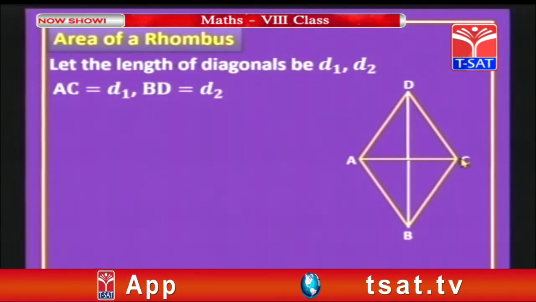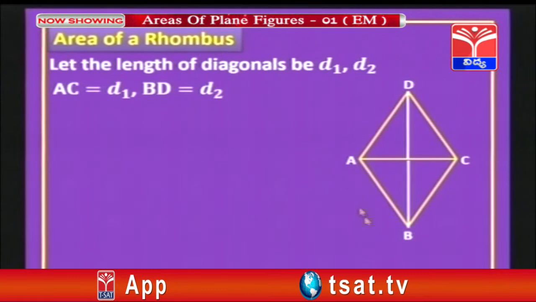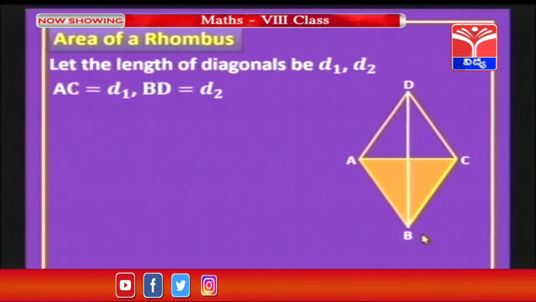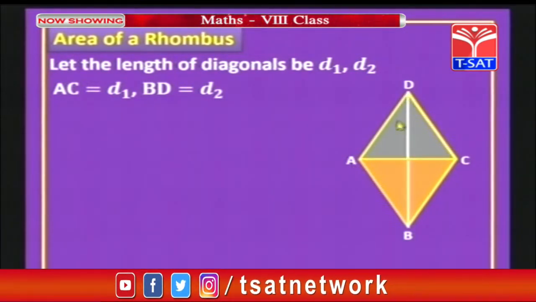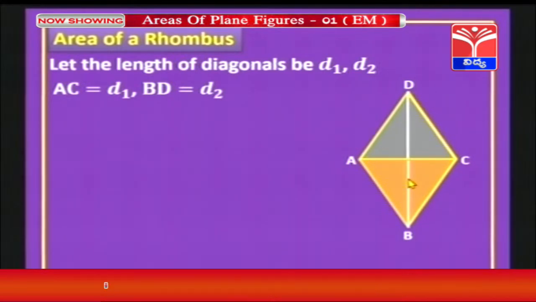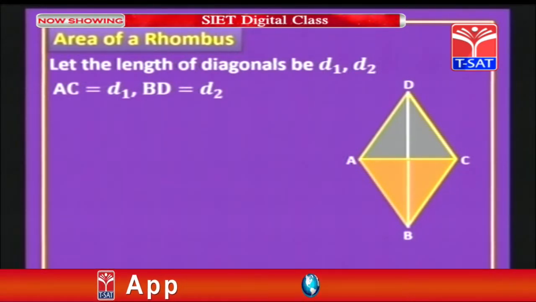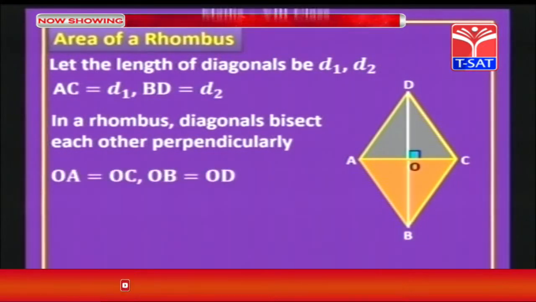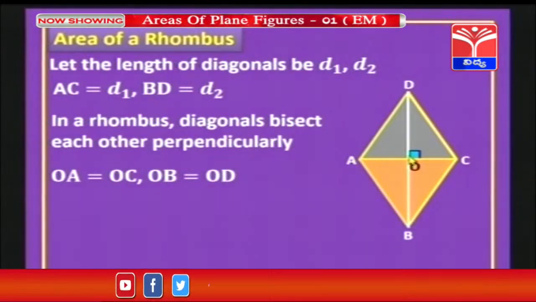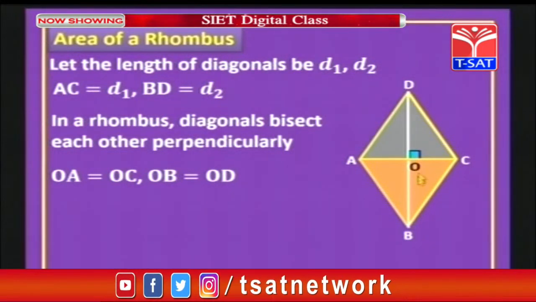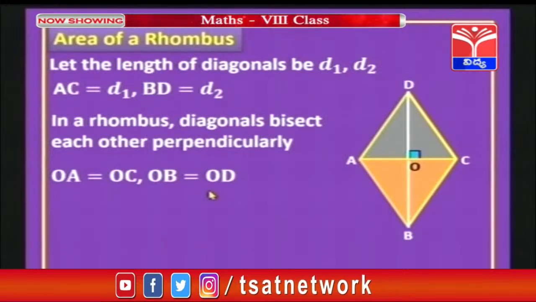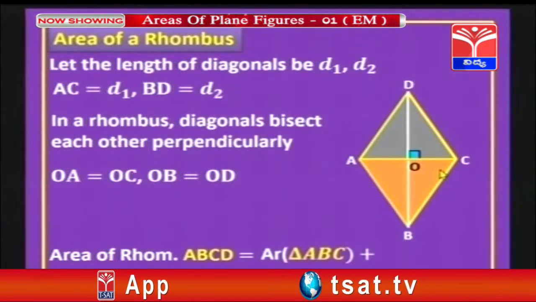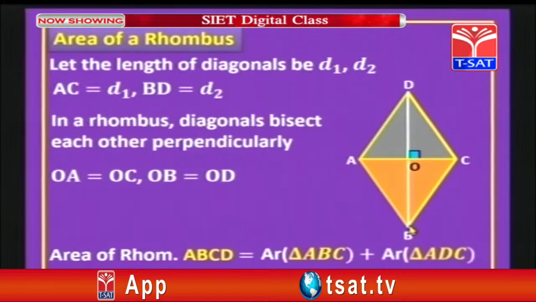So again if you notice, this diagonal AC is dividing the entire rhombus into two parts, that is two triangles, triangle ACB and triangle ACD. Now if I find the area of these two triangles and add, I get the area of the rhombus. Okay children, in a rhombus we have already seen the diagonals bisect perpendicularly, right? That means here OA and OC are equal and OB and OD are equal. Then what is the area of the rhombus given by? Yes, that is area of triangle ABC plus area of triangle ADC.